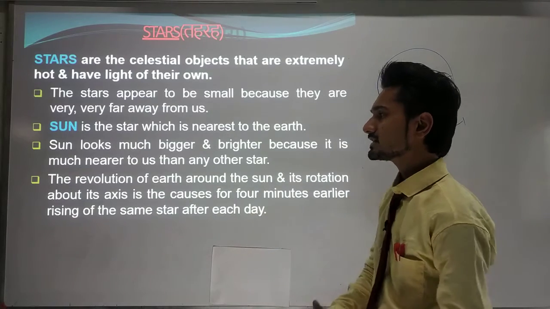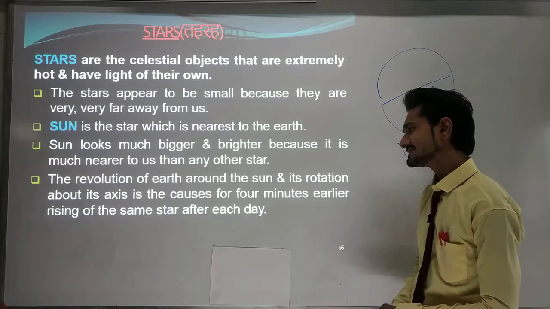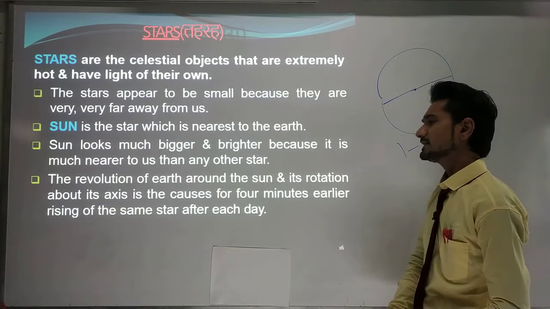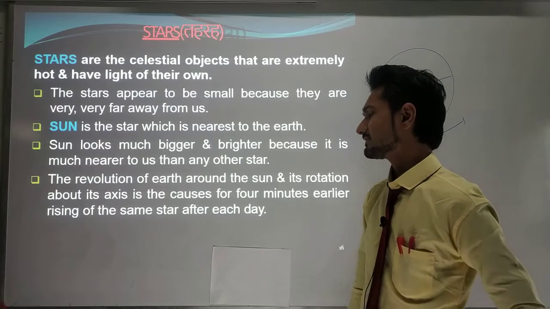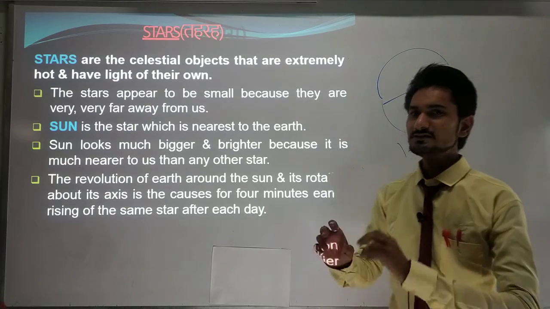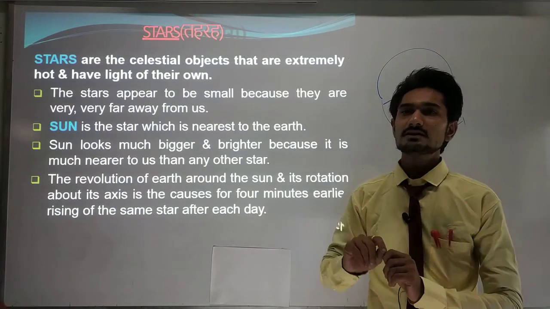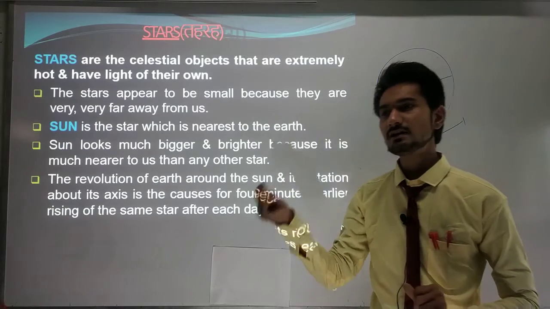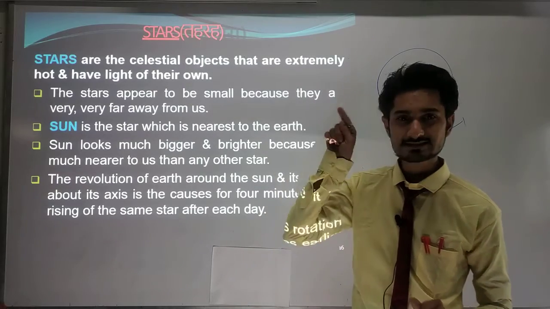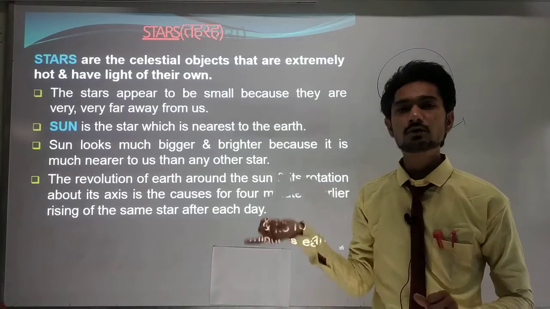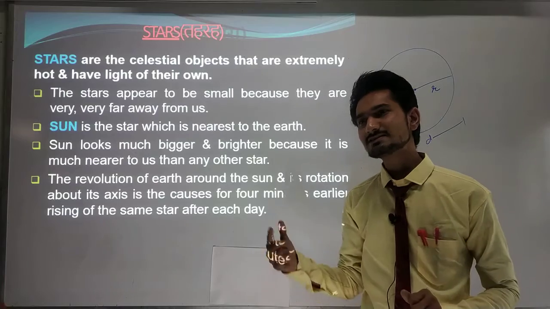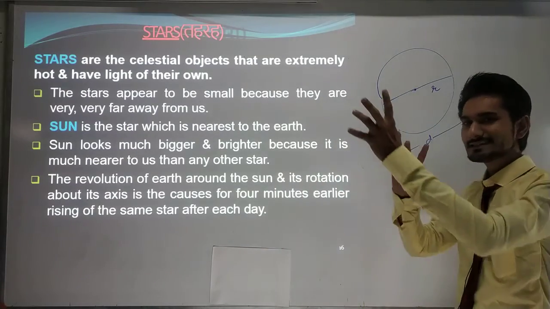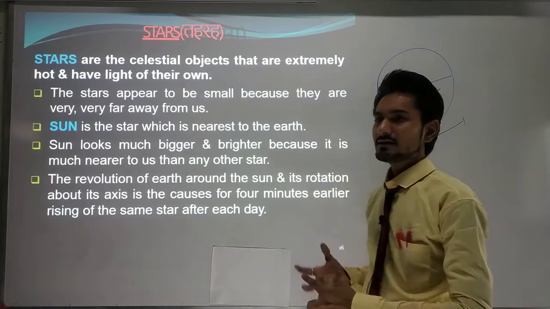Next, the revolution of the earth around the sun and its rotation about its axis is the cause of the same star rising 4 minutes earlier after each day. It means it gives us a delay of 4 minutes. If you see a star today at 9 p.m., then you will see the same star tomorrow at 9:04 p.m. The other day, you can see the star at 9:08 p.m. This is the structure that gives us the time delay.